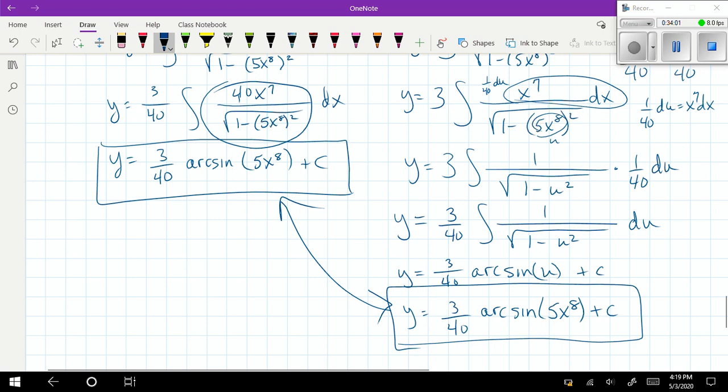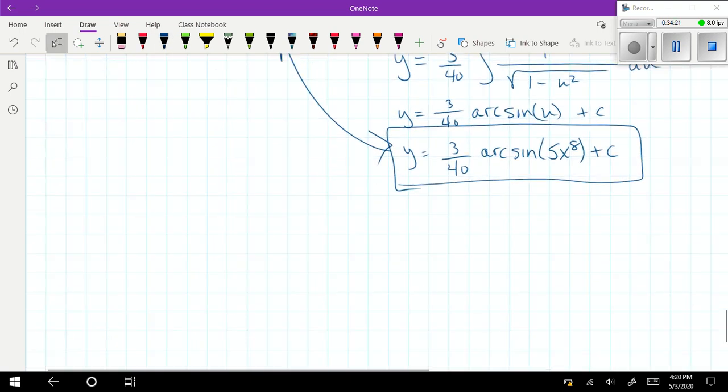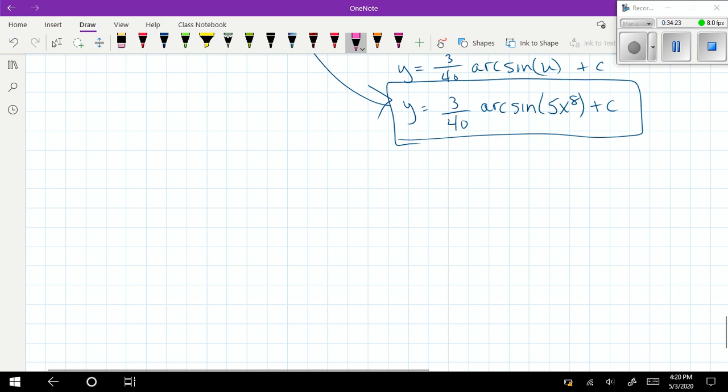Okay, I think we are going to call it quits right here on our arc sine function. We should be able to take the derivative of arc sine, and we should be able to integrate 1 divided by the square root of 1 minus u squared du and get an arc sine of u plus c. Okay? I hope so.